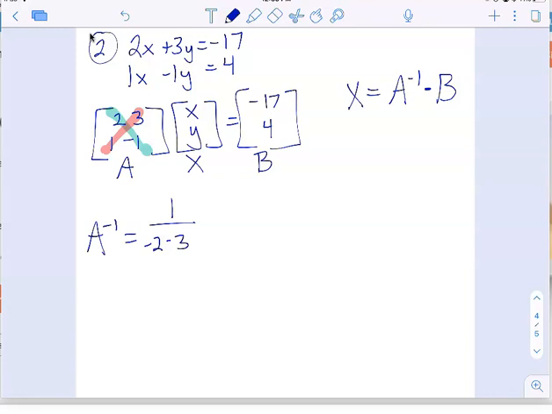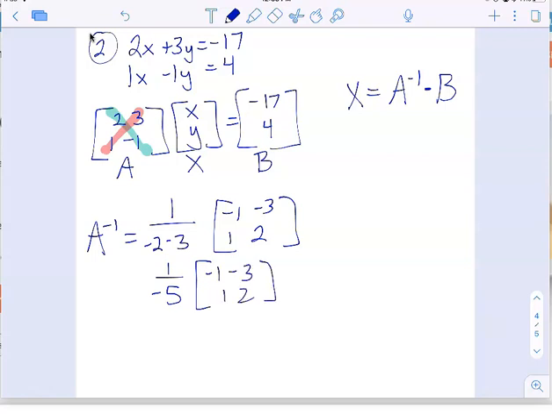Okay. So, and then we have to switch those. So then it's negative 1, 2, negative 3, 1. So we have 1 over negative 5 times negative 1, negative 3, 1, 2. So we'd have 1/5, 3/5, negative 1/5, and negative 2/5. So there's our inverse matrix.